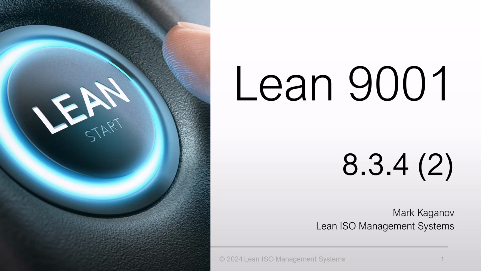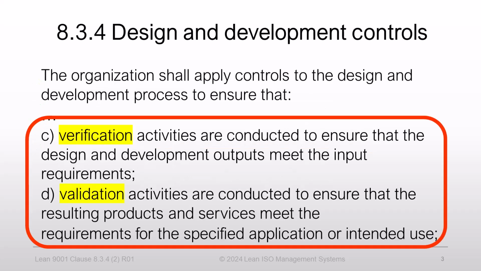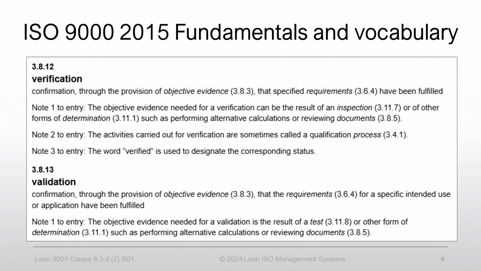This is Mark. The previous video opened a discussion of subclause 8.3.4 design and development controls. I suggest examining this clause further to clarify a couple more details. Among others, two requirements in the design control clause refer to verification and validation. To clarify these terms, consult with the authority, ISO 9000-2015 Quality Management Systems, Fundamentals and Vocabulary.